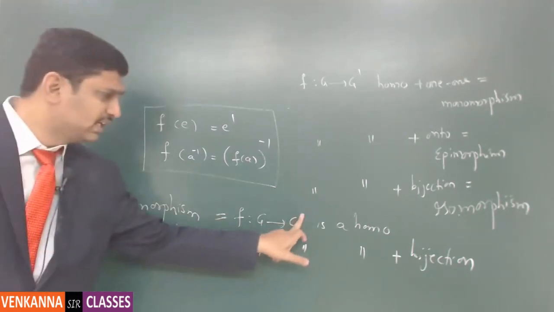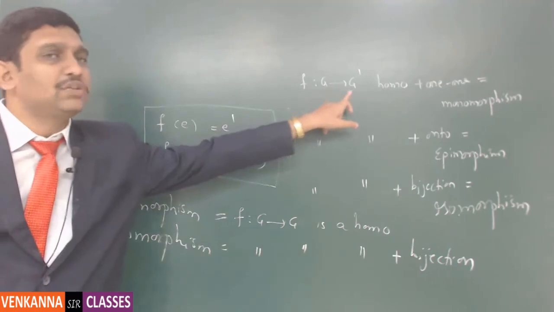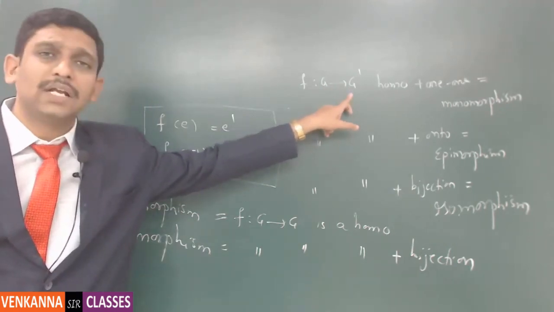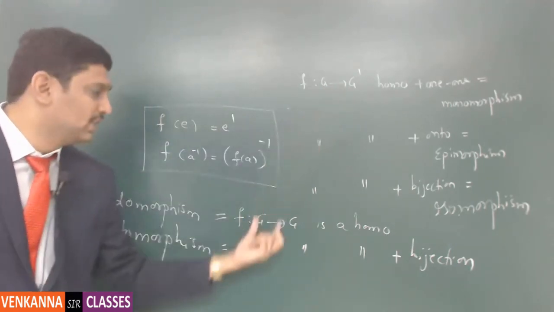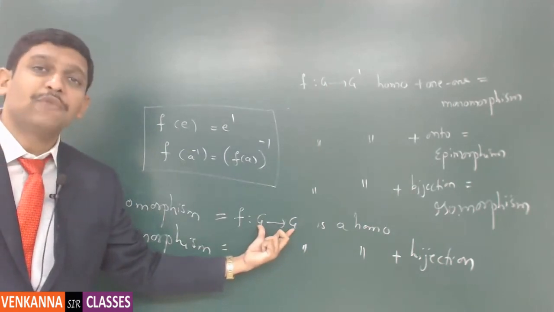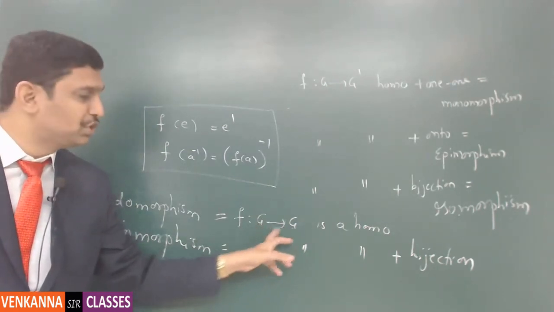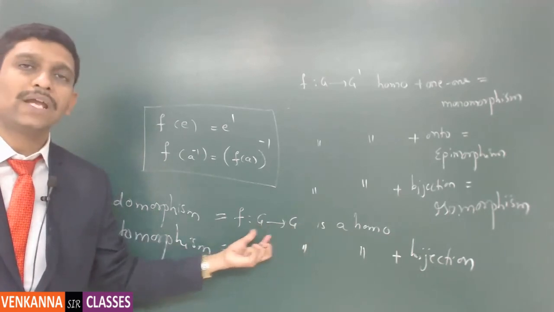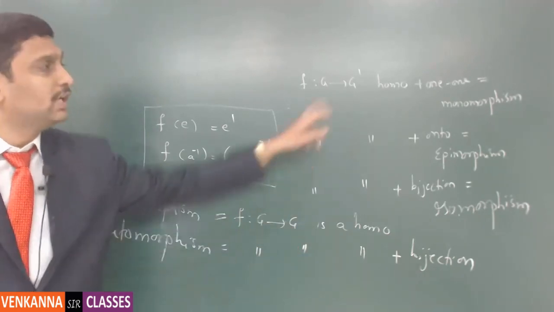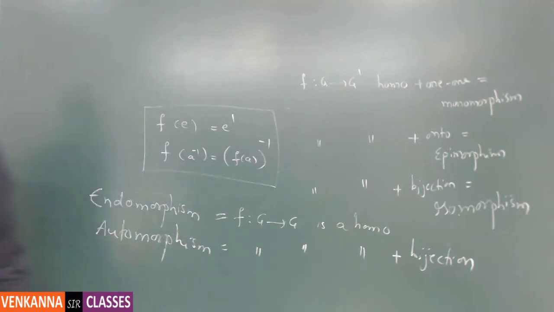Here we need to understand that this is G to G dash. These two are nothing but two different groups. Here it is the same group. f is a function from G to G itself. Domain and codomain both are the same. Here both are different. Please understand. That was the difference between these two.